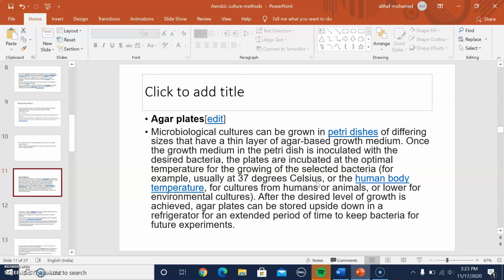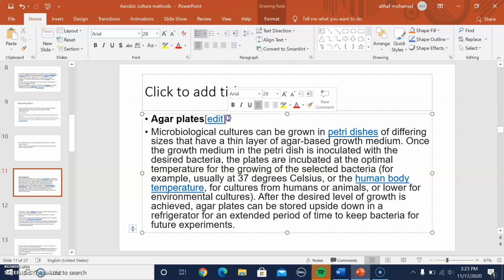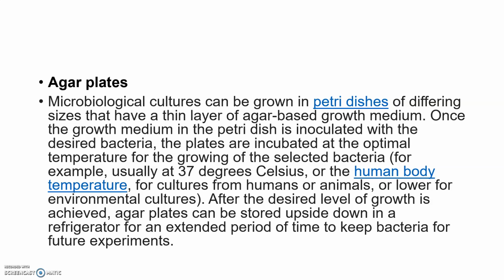Next is about agar plates. Microbiological cultures can be grown in petri dishes. In liquid culture, it is simply inoculating the organism into the broth or liquid media. In agar plates, the microbiological cultures can be grown in petri dishes of different sizes that have a thin layer of agarose-based growth medium.